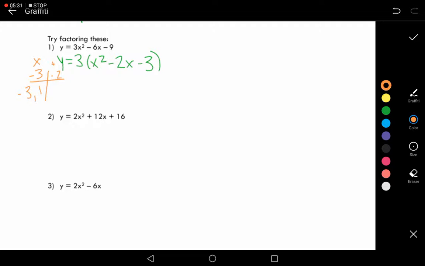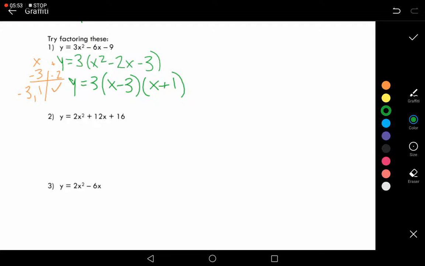-3 plus 1 gives me that -2, which means those have to be my factors. Don't forget to leave your greatest common factor out front. And then you're factoring this trinomial, so that's going to turn into x minus 3 and x plus 1. Okay? Same thing for the second example, right?